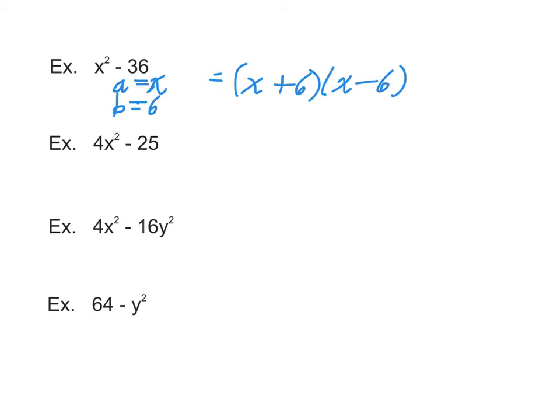In the next one, think about how they got 4x squared. They must have squared something. In this case, they must have squared 2x. Same thing for the 25. B is going to be the number they squared to get that 25. It's 5. So the factorization is a plus b, a minus b.